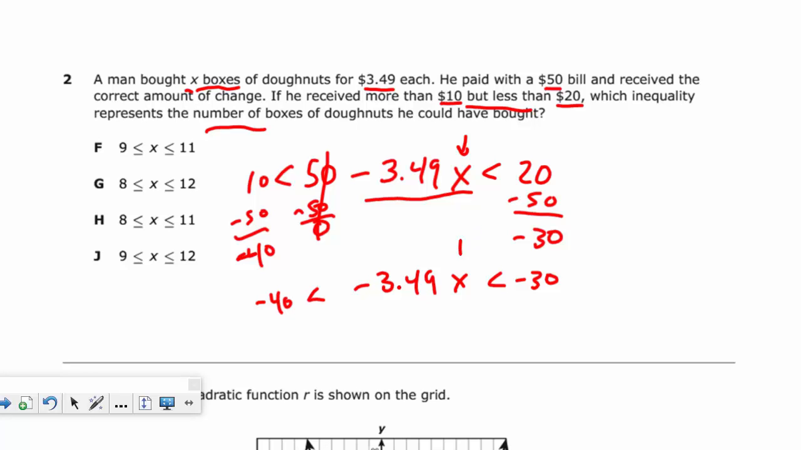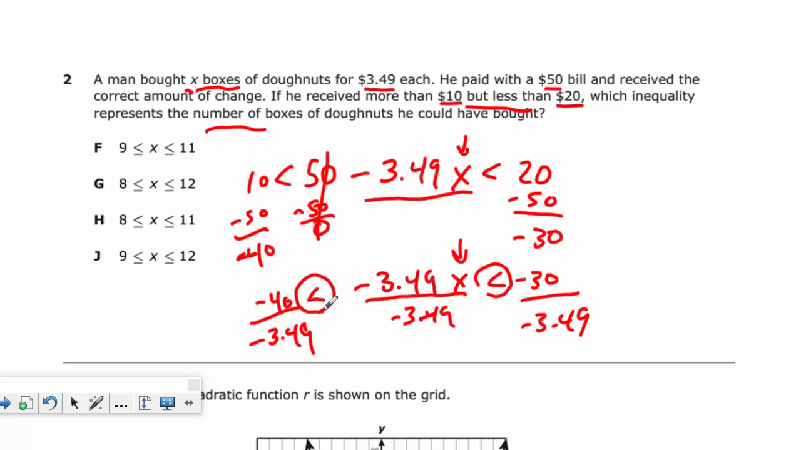Now the idea is to find x, so I'm going to have to get rid of this. This is x times negative 3.49. The opposite of multiplying is to divide. So to get x by itself, I have to divide this side by negative 3.49, this side by negative 3.49, and this side by negative 3.49. It is worth noting that a negative divided by a negative is a positive, so all of these will be positive. But because I divided by a negative, both inequality signs need to be flipped. So this one is going to turn this way, and this one is going to turn this way.